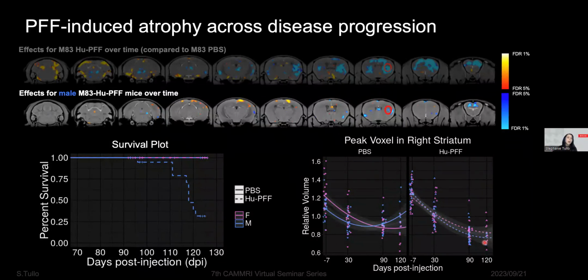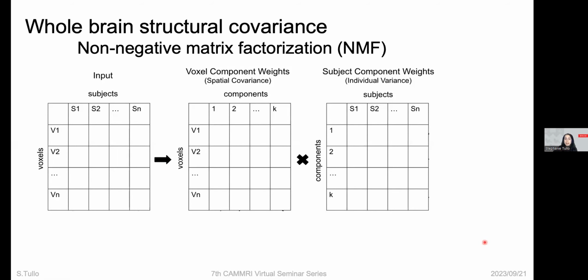We then said, well, given that we're looking at this prion-like spreading hypothesis, how can we examine groups of voxels that are atrophying together to try and get at the spreading across the brain's connectome? That's where we use this technique known as non-negative matrix factorization, which essentially allows us, as I said, to examine clusters of voxels that share a covariance pattern.